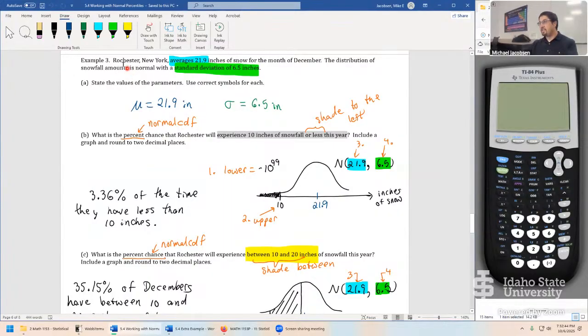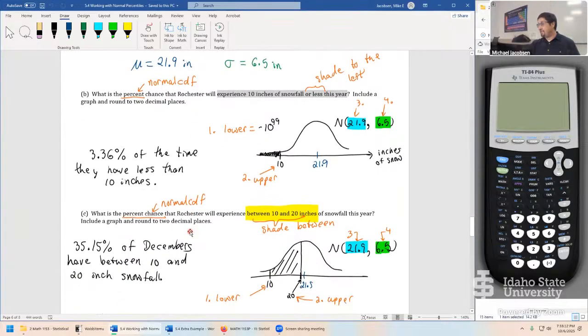It's just talking about in Rochester, New York, for the entire month of December, they have an average snowfall of 21.9 inches with a standard deviation of 6.5 inches. So we looked into related questions of what's the percent they'll experience 10 inches of snowfall or less, between 10 and 20 inches of snowfall. Both of those questions are values of really what's the area under the curve as a percent. So we use normal CDF on both of those parts there.